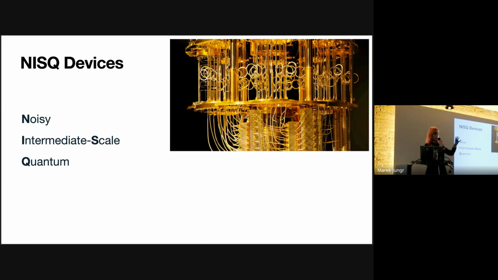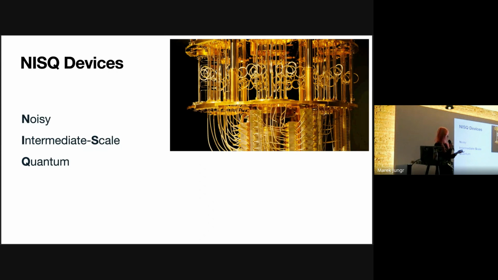They are not perfectly in some box which cannot interact with the environment. They interact, therefore they get these errors, so they are noisy. Intermediate scale means that they don't have enough qubits to correct this noise from the environment. They have a lot of qubits, but not enough, and they can do stuff. The question is what?